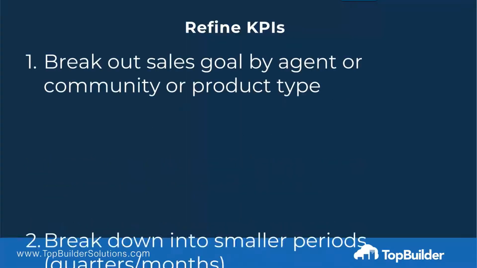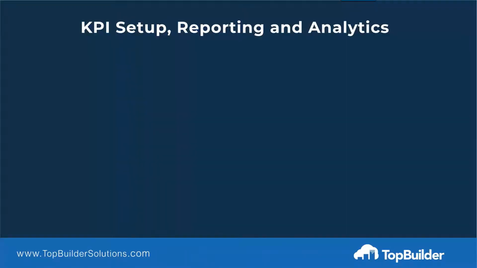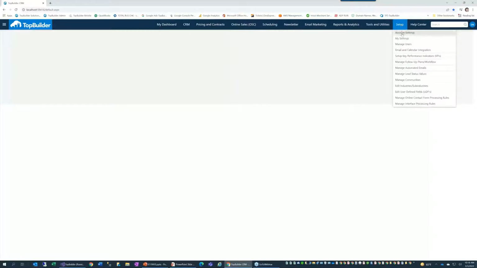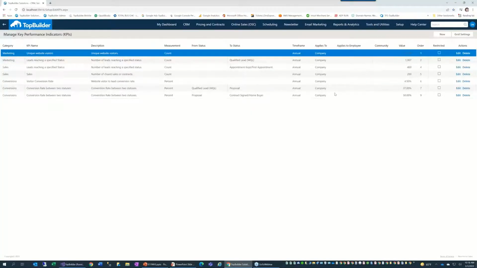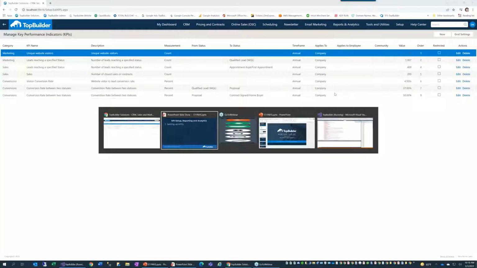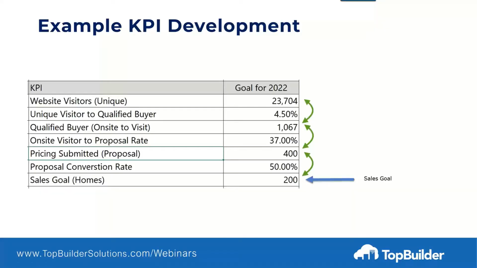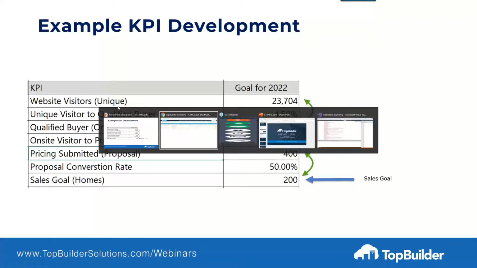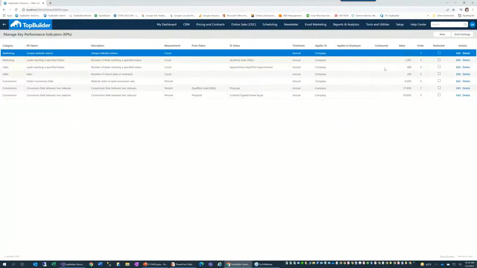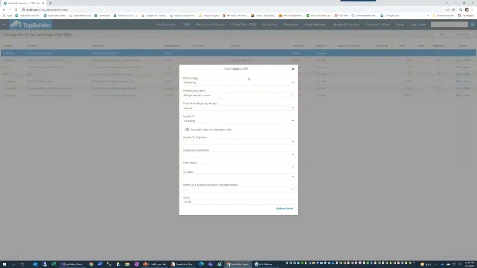Okay. So let's go and see how all of this works. This is the fun part. Okay, so let's go ahead and show how we set up those KPIs. Okay, so I'm going to go into TopBuilder, and I'm going to start at the very beginning of my funnel, and I apologize, I'm going to toggle around here a little bit, starting with the very top, and say, how many website visitors do I need to reach my goal? Okay, so I'm going to go in here and say, all right, well, this is in the category of marketing.